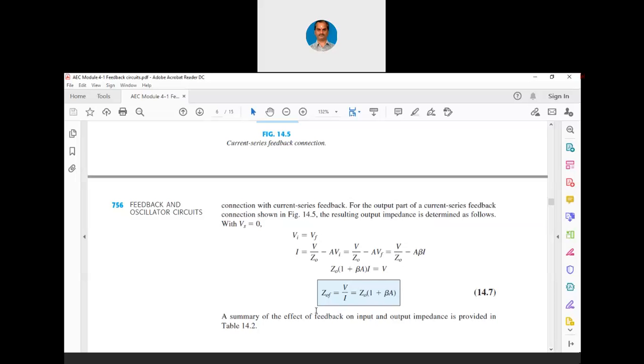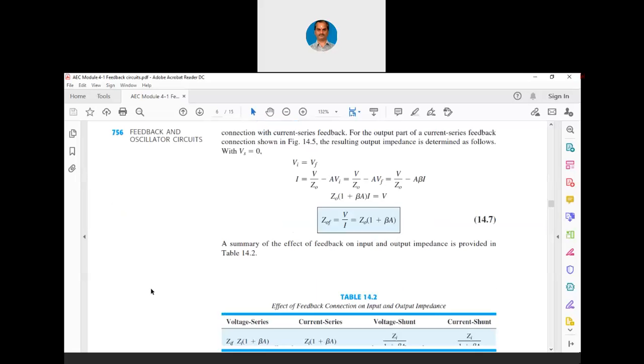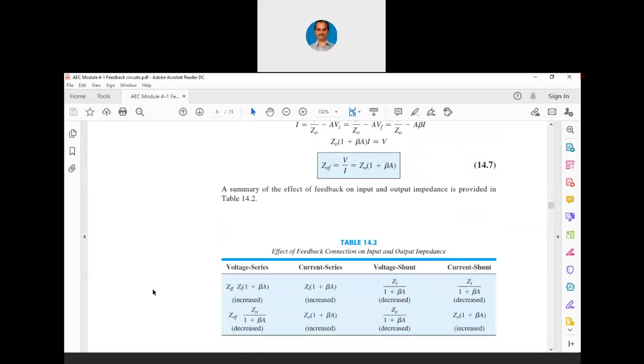So here you can see in the current series feedback, output impedance is getting increased by this factor of 1 plus A beta. But this increase can help us in future in some applications where we want to have impedance matching between the 2 circuit blocks. So finally, let me come to a summary here. You can see this table.